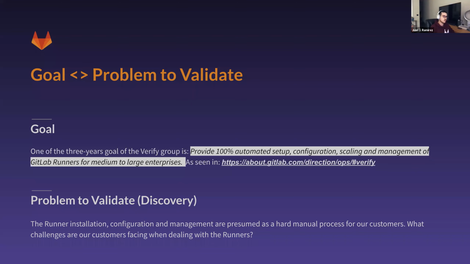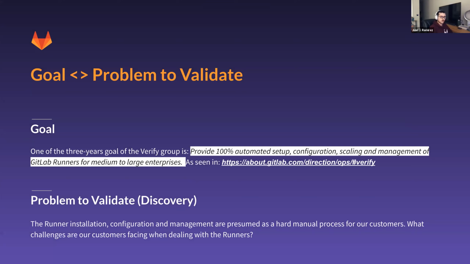So there's one important thing, and this is something I was reading in the direction document, and it's actually a goal. One of the 3 year goals of the Verify group in the direction document is that we want to provide 100% automated setup, configuration, scaling, and management of GitLab runners for medium to large enterprises, right? So if you go to that direction page of the operation section, you'll see that that's an actual goal.